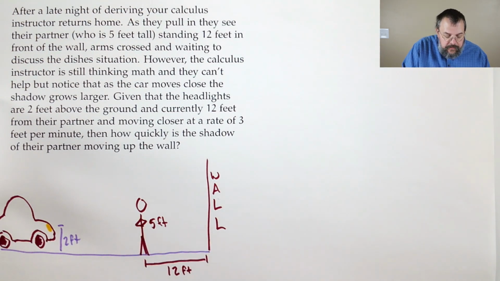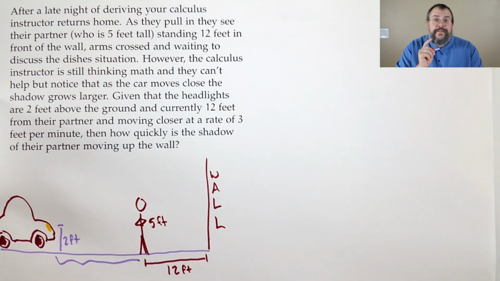Currently it's 12 feet. So this distance is currently 12 feet. Now notice the word currently. The word currently is very suggestive in that it's indicative that something is changing. It's not always 12 feet. It's currently 12 feet, so it's going to be changing. So since it's something which changes, let's give it a name.